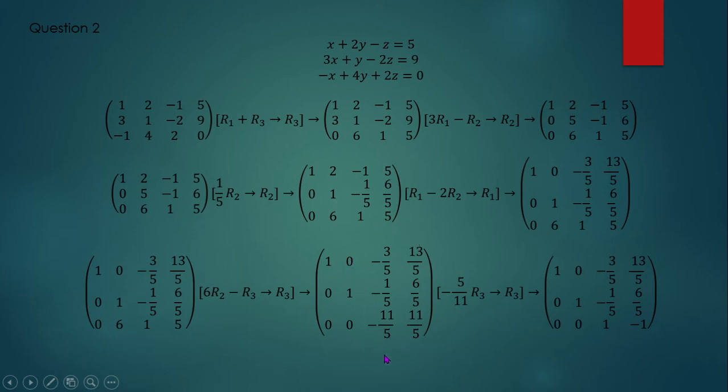So for the third column, I want to make -11 over 5 the main pivot. So divide by it, multiply by its reciprocal, -5 over 11, times R3, substitute into R3. We have 0, 0, 1, -1.